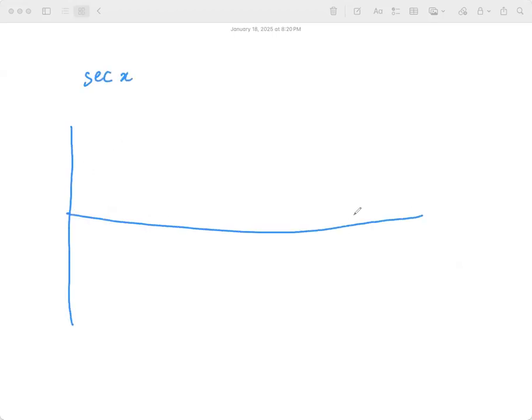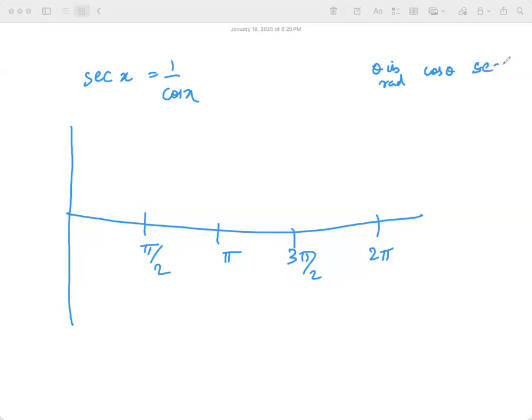Bhuvanesh, for this one, can you help me? I want to do it like this, because I don't have space. So pi by 2, pi, 3 pi by 2, 2 pi. Go ahead. This is going to be 1 by cos x, right? So let me draw theta in radians, cos theta, secant theta. Now 0, pi by 2, pi, 3 pi by 2, 2 pi.